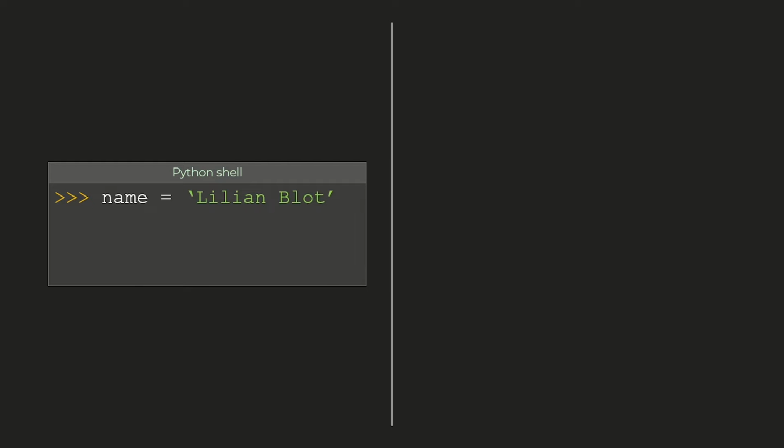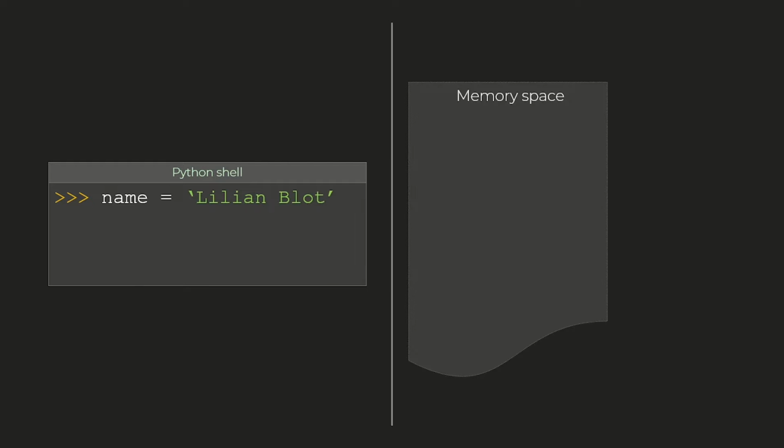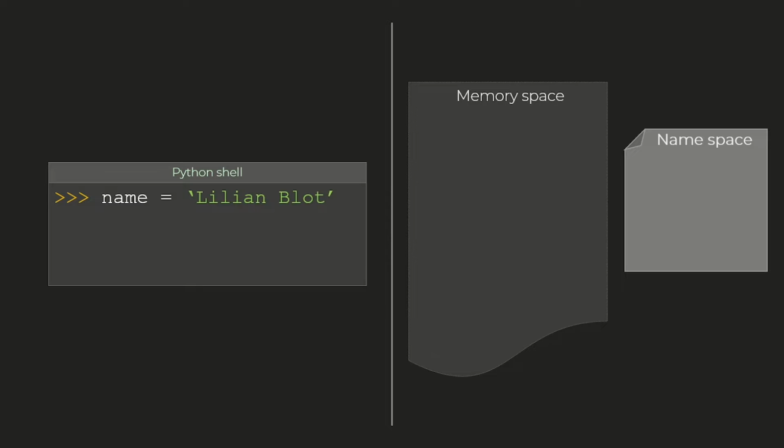On the left-hand side, we have the interpreter, and on the right-hand side, we have the memory space. This is a simplification of the memory space. It does not accurately show how data is represented in a computer memory. And finally, the namespace, where variable names are represented.